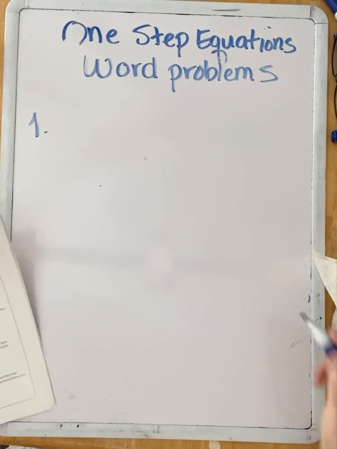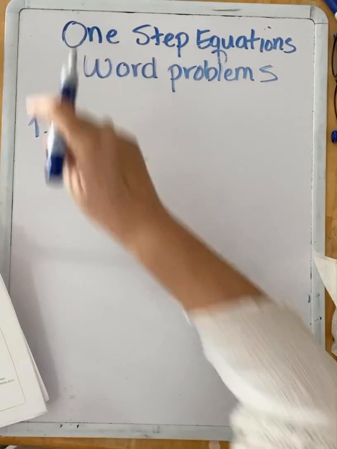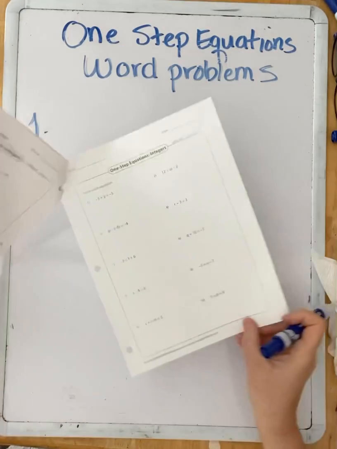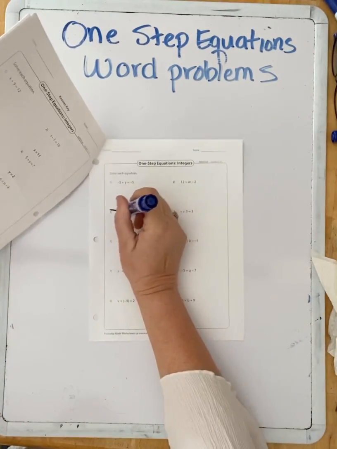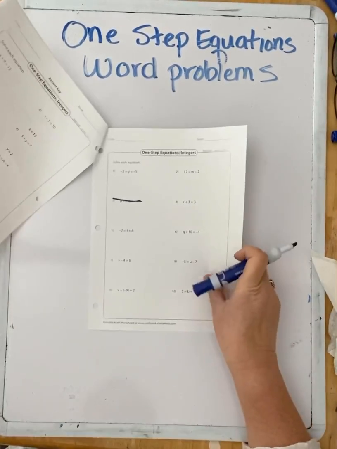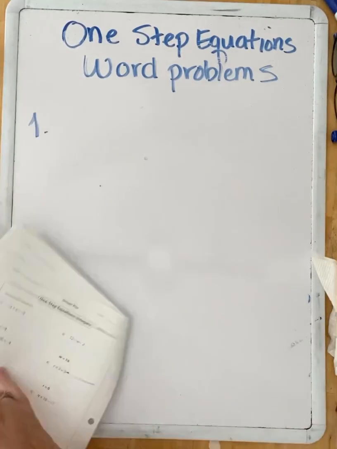All right, one-step equations, word problems. Same thing with the other page. These are your answers on the back. I want you, for the time being, to just skip this one altogether. So skip 3.